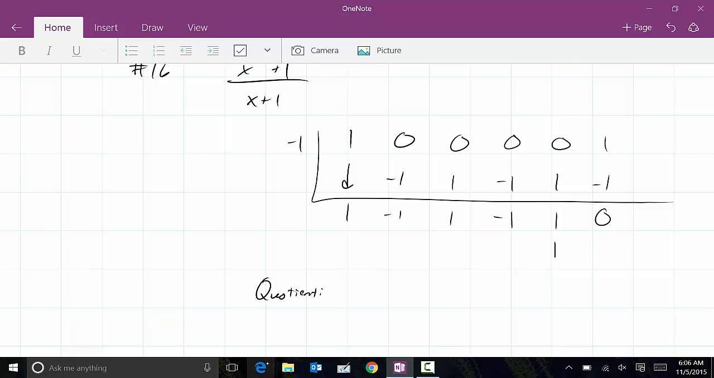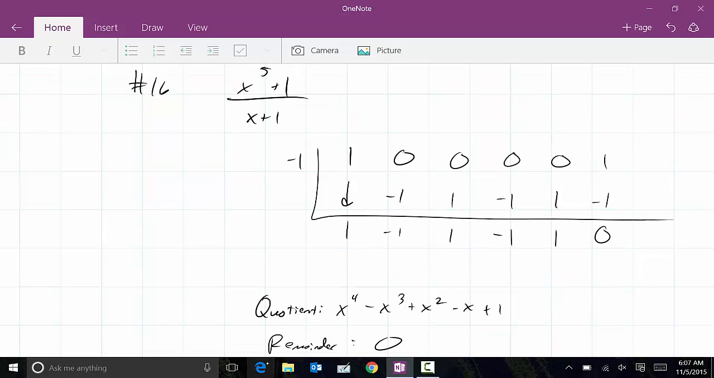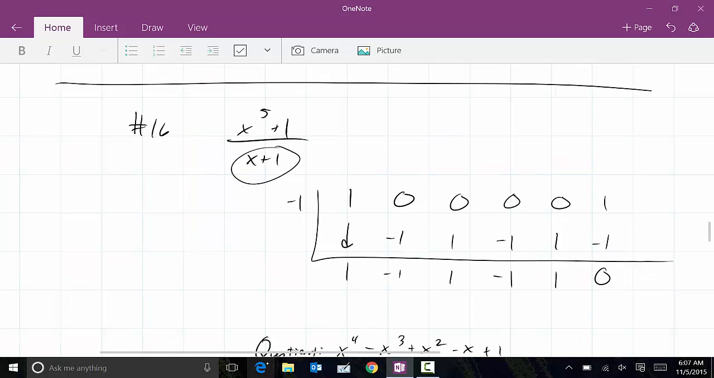Quotient is going to be, remember that's the remainder, so that's constant, and then x to the power 1, the coefficient for x to the power 2, the coefficient for x to the power 3, the coefficient for x to the power 4. So this is going to be x to the power 4 minus x cubed plus x squared minus x plus 1, and the remainder is 0. So keep in mind, guys, that if you find that the remainder is 0, then that means that x plus 1, which is the original divisor, is a factor of the dividend.